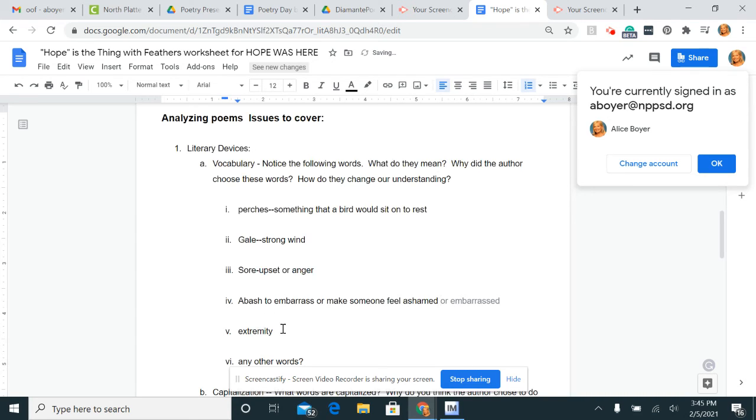Extremity. Extremity is the furthest points. So like the extremity of your body would be your fingers or your toes. Here we're talking about the furthest points or sort of the boundaries. Okay, so here's what they mean. Now, why did the author choose those words?